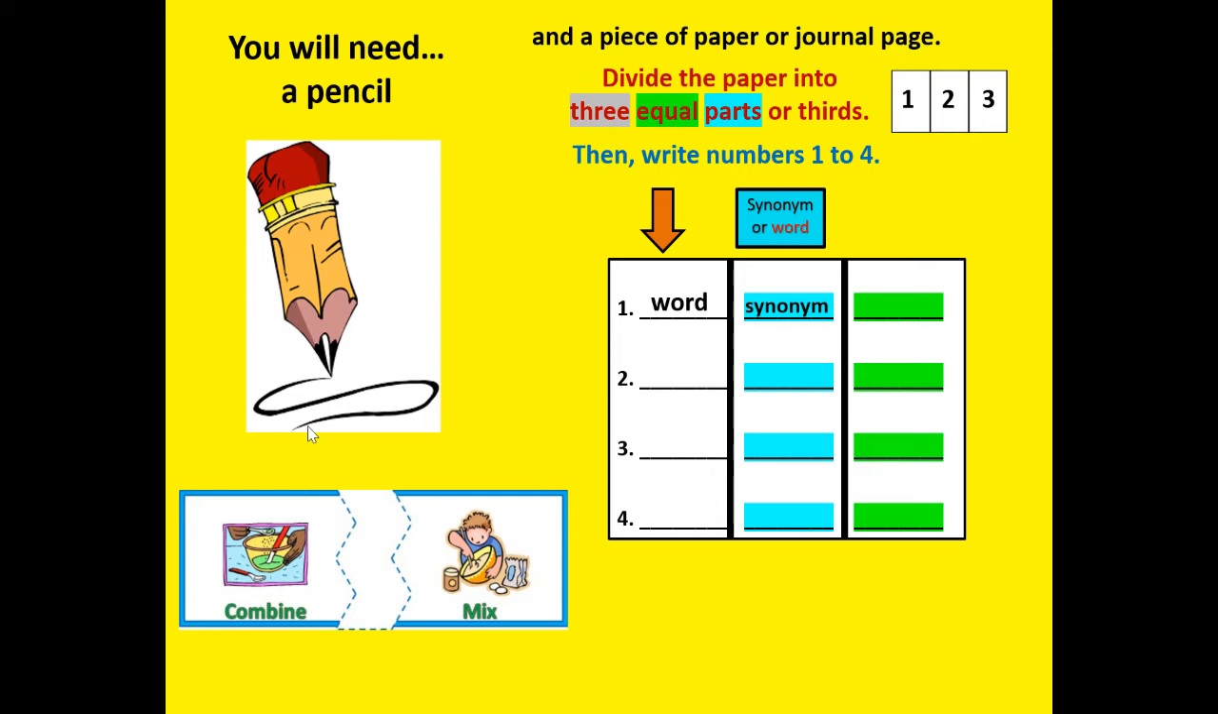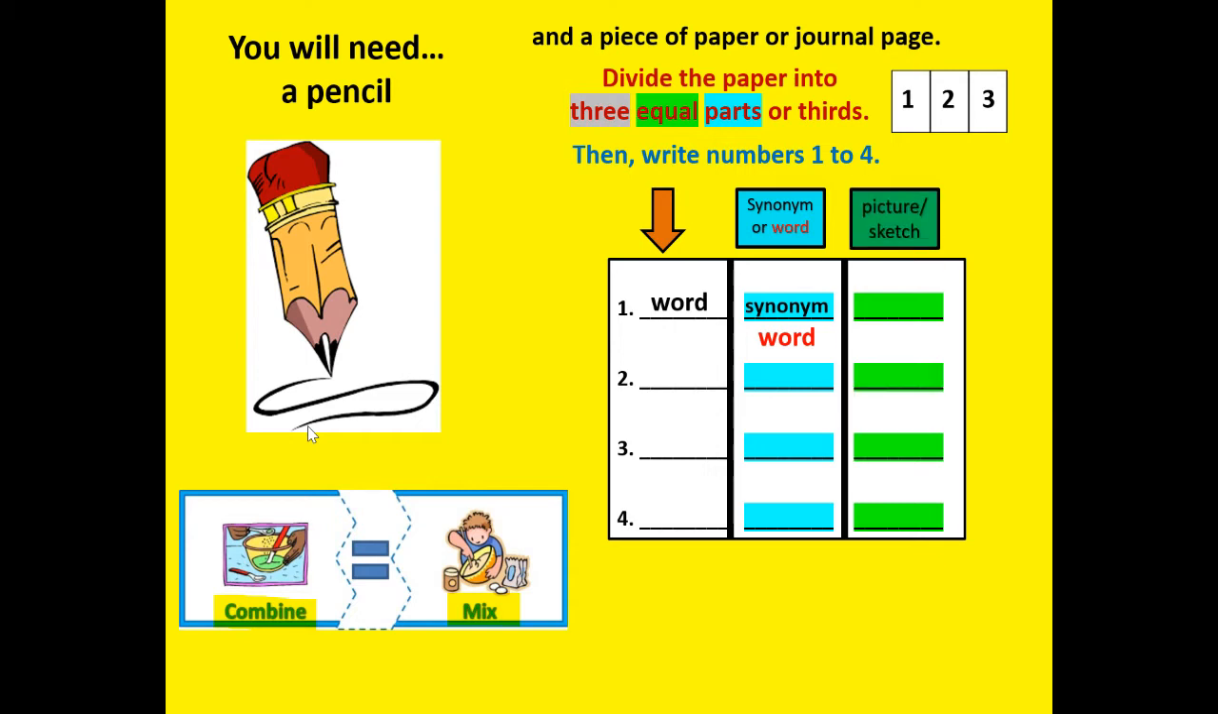And what is a synonym? A synonym is a word that means the same or is similar. For example, combine is a synonym for mix. So combine and mix basically mean the same thing. If you can't think of a synonym or don't catch the short definition, you can just write the word a second time as an alternative activity.